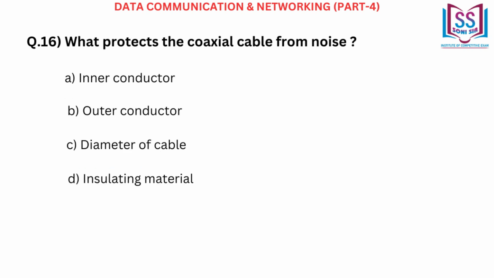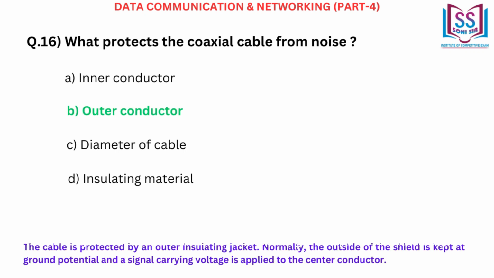What protects the coaxial cable from noise? A. Inner conductor. B. Outer conductor. C. Diameter of cable. D. Insulating material. Correct answer B. Outer conductor. The cable is protected by an outer insulating jacket.